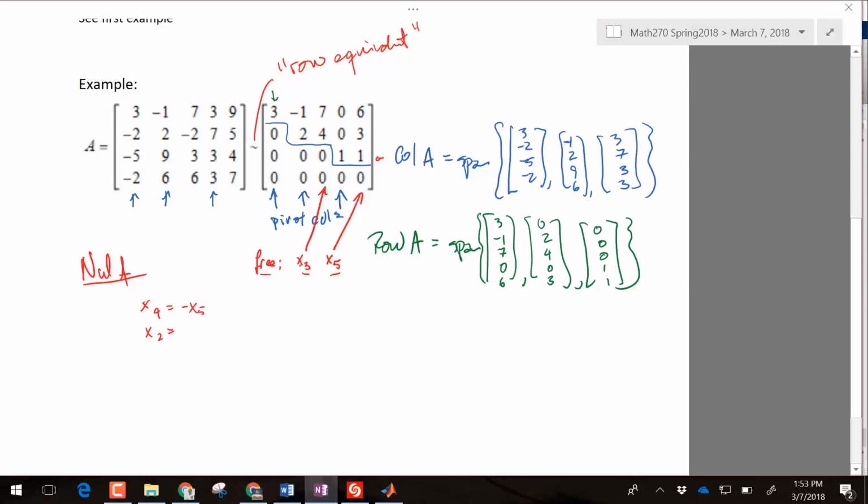The next one is x2, because x3 is free. x2 is here. Let me put 2x2 here first, and then bring the 4 over. The 4 is x3, minus 4x3, and then minus 3x5. And if I had an x4 in here, I would need to do the replacing, because I only want x3s and x5s in my solution. And then I can divide out the 2. So x2 is equal to negative 2x3 minus 3 halves x5.